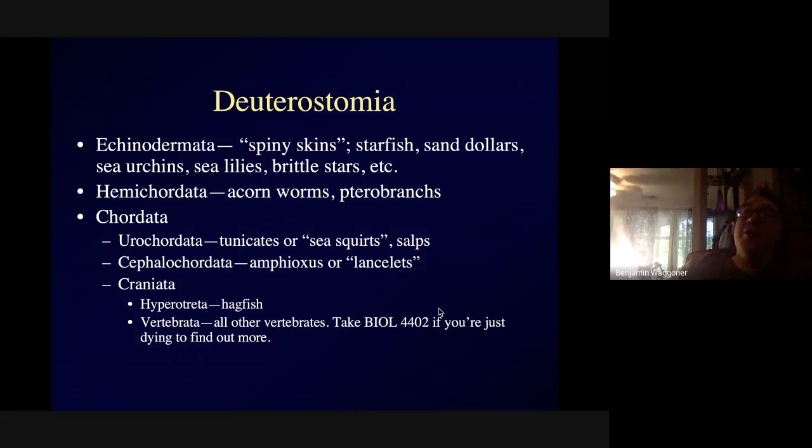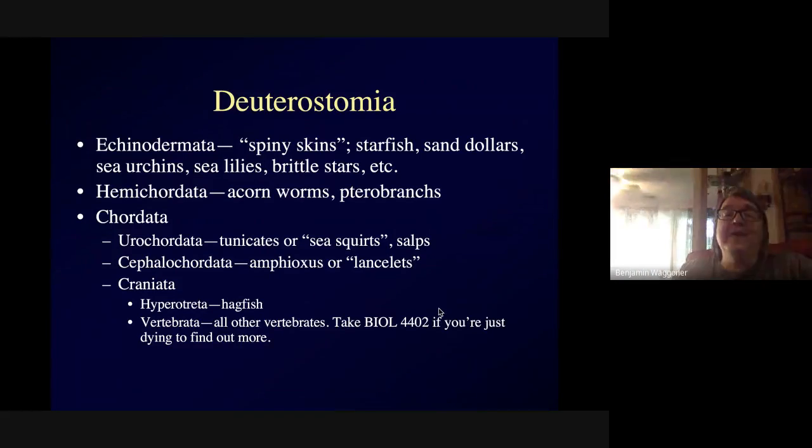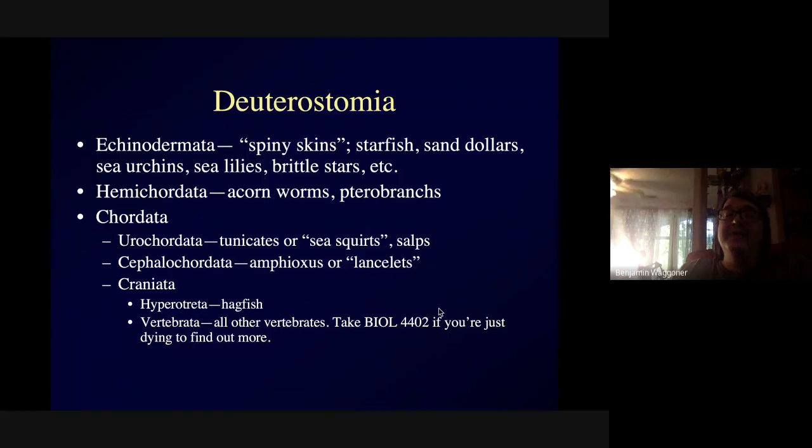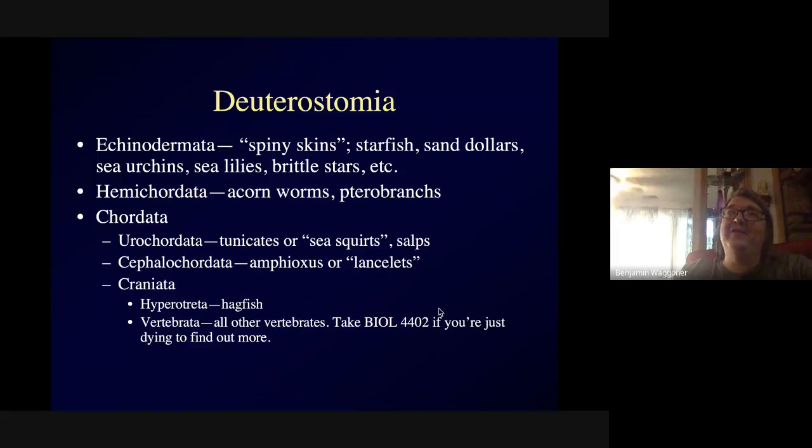And then the phylum Chordata includes the subphylum Urochordata, which is the sea squirts or tunicates. The phylum Cephalochordata, which we're going to sing about, because every time I teach this, we have to sing the Amphioxus song, and we will definitely do that here. Just because we're dispersed is no excuse not to sing the Amphioxus song. And then the subphylum Craniata, which includes hagfish, and then vertebrata, which is all other vertebrates, for which you can take Biology 4402 if you're just dying to find out more.